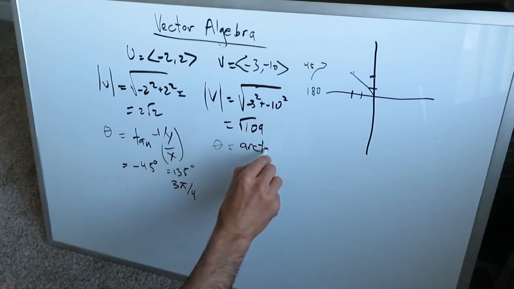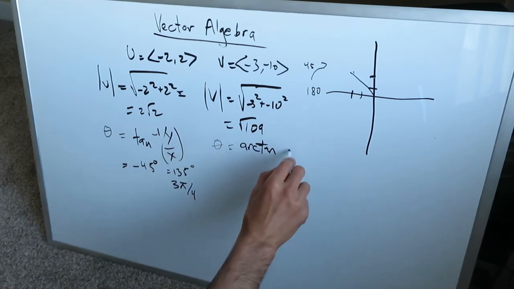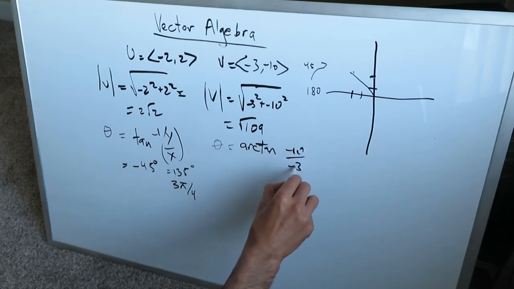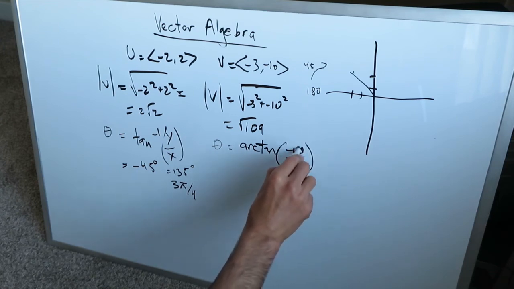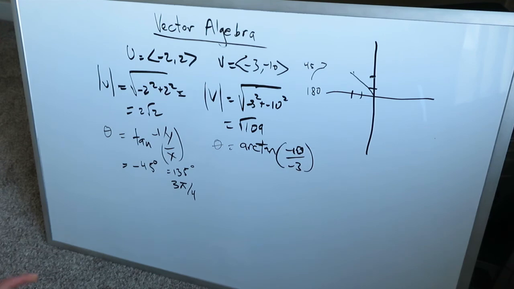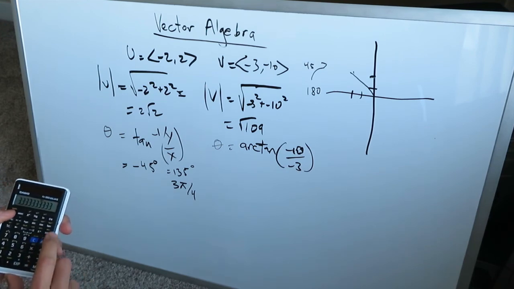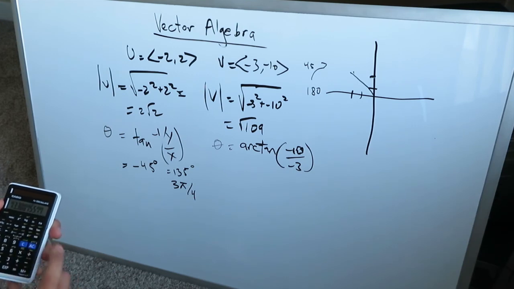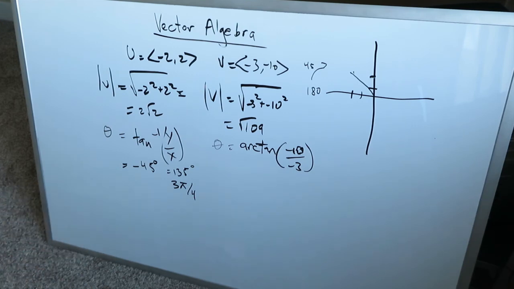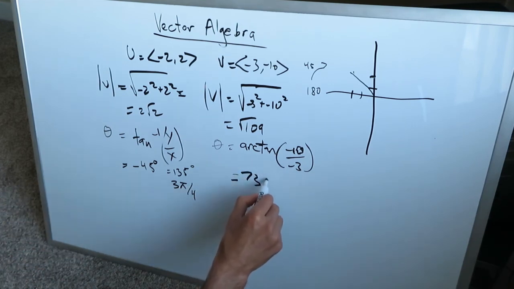Let's write arctan this time, just for a little difference over here. Minus 10 divided by minus 3, the y component divided by the x component. It's really just 10 over 3 because the minuses cancel. Do 10 divided by 3, you get 3.333, and you inverse tan that, you get 73.3 degrees. Theta is equal to 73.3 degrees.